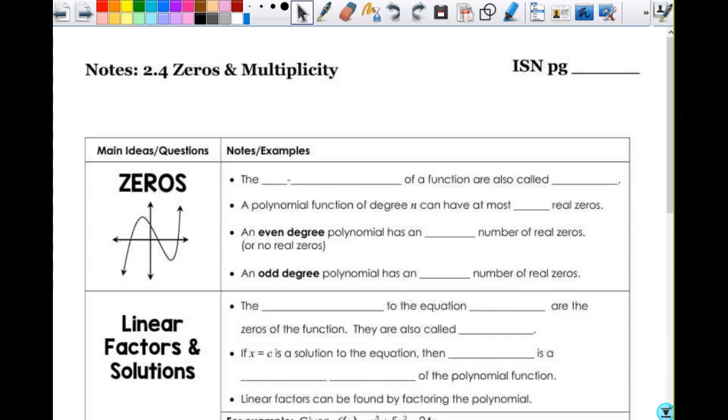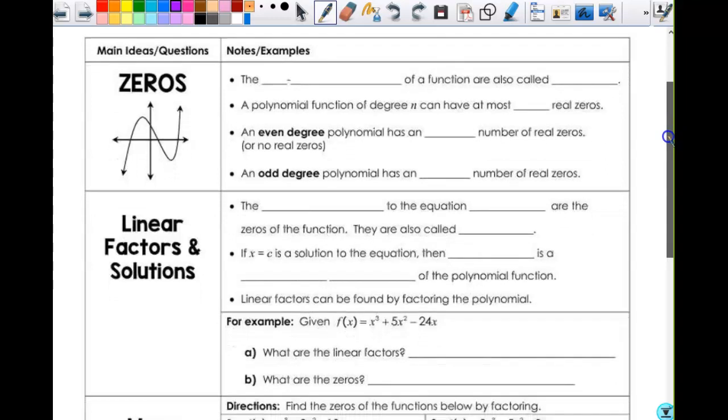All right, so today we're going to look at zeros and multiplicity, and we're going to have to factor, so hopefully you brushed up on your factoring if you needed to. Some of these terms, such as zeros and other things like that, are not going to be brand new to you, I know, but I'm going to bring all this stuff together, okay?